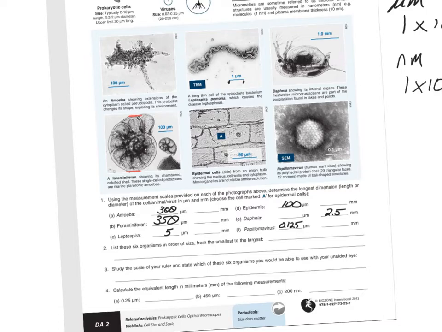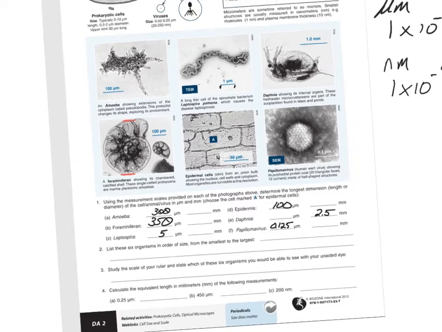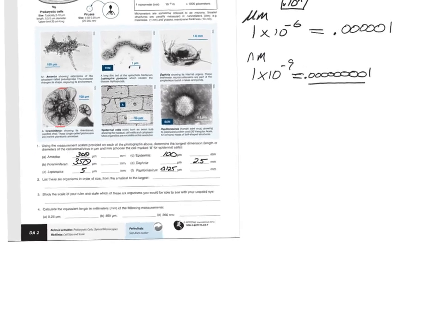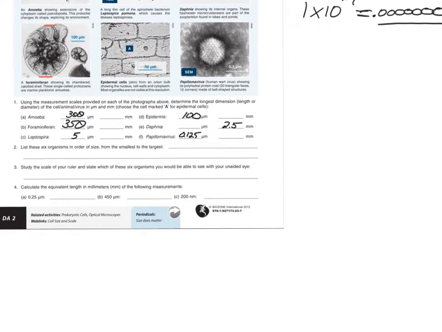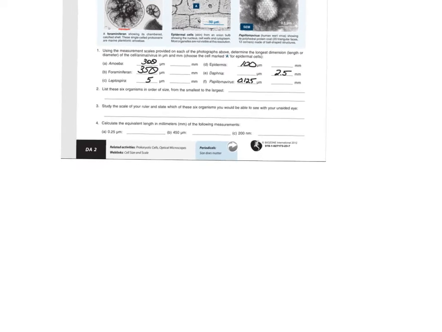So there are our numbers. Now comes the hard part, which is not really hard: how are we going to translate these from micrometers to nanometers? Are you ready? We're going to use something called the factor label method. If it's an emergency, I'm just going to keep going. You'll have to watch the video later.